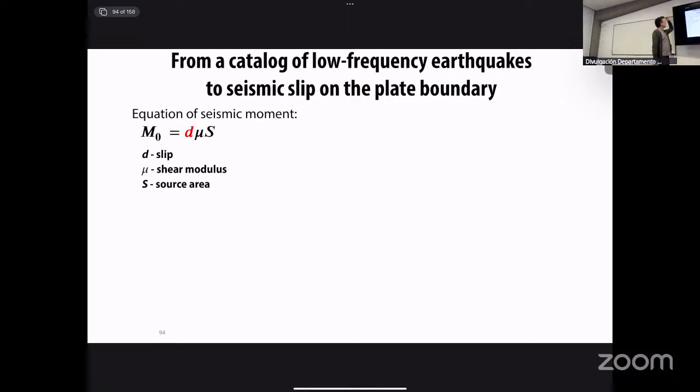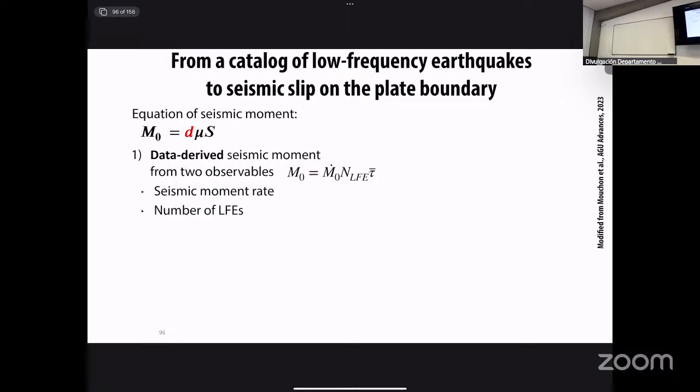So we can go to our equation of seismic moment, and we can see it's just a product of the amount of slip, some shear modulus, and then the area that's actually slipping. And we can actually constrain everything ourselves but D, so that we can solve or estimate D from our observations. So first, for the seismic moment, we can say that it's just the integral of the moment rates integrated over each of the low frequency earthquake source time functions, multiplied by the number of low frequency earthquakes we saw.